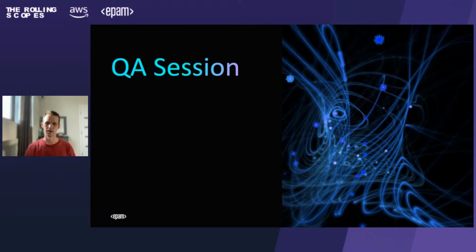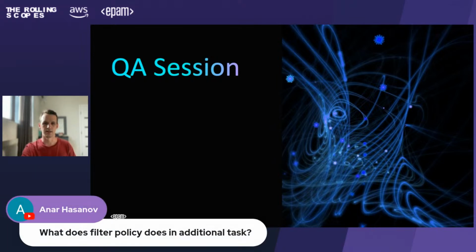What does filter policy do in the additional task? Unfortunately, I didn't have the chance to take a look at the additional tasks, but: filter policy to SNS create product topic, create an additional email subscription to distribute message depending on filter for any product attribute.